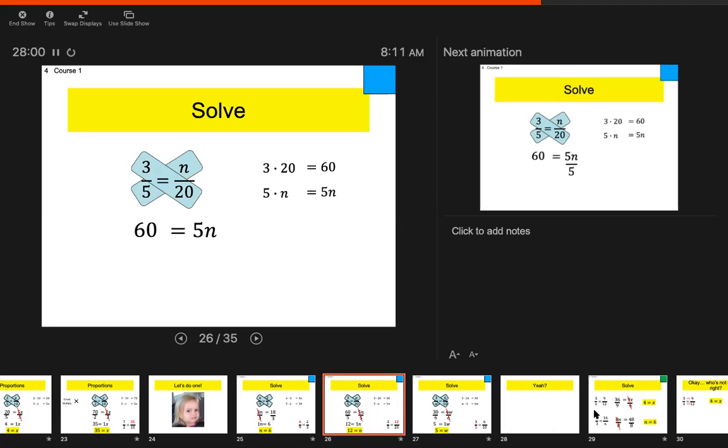I'm showing you this part. Don't think you have to do this. It's showing you where you got 60 from? 3 times 20. Where did you get 5n from? 5 times n. How do we solve this? We divide by 5. Isn't that what you told me is the shortcut step?